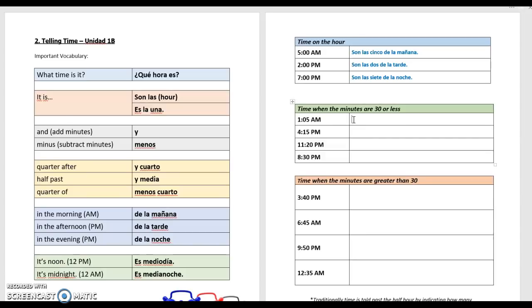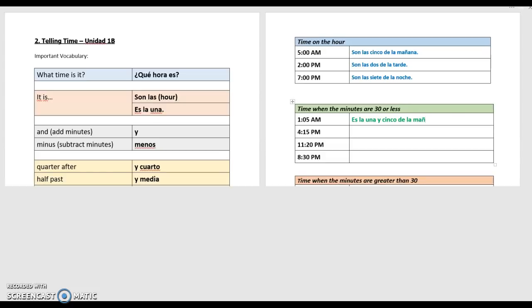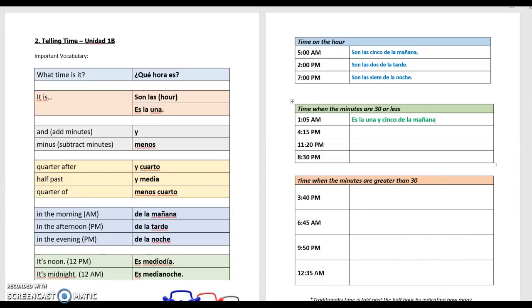You're going to deal with the hour you're closest to. So we're going to add on. I cannot use son las here because it's 1. So here we have to use the singular form es la. The time is una, is your hour, y, and we're going to add on our number of minutes. 5. 5 minutes. De la. We're going to add in that mañana again. Es la 1:05 de la mañana.